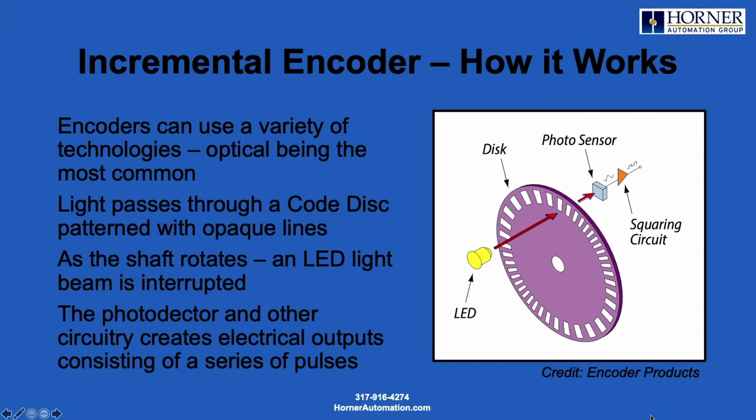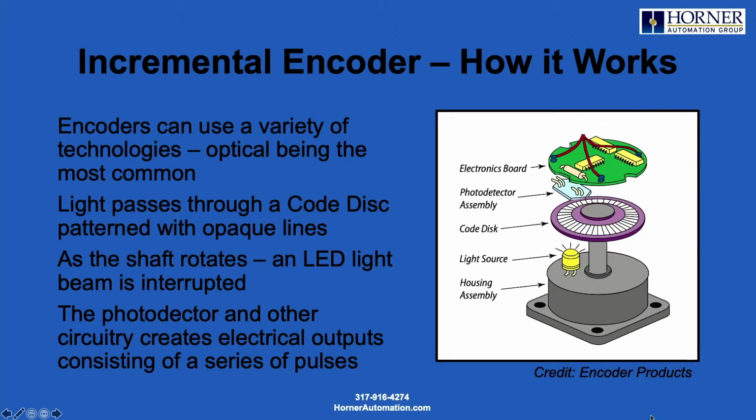Okay, so light is going to be attempting to pass through the slots in the disk. A photosensor detects the presence or absence of that light. A sine wave type pattern is established from the photosensor, and then you have additional electronics that effectively takes that sine wave and creates a series of electrical pulses, or a series of output pulses. And if you take another look here, you can see how it all fits together.